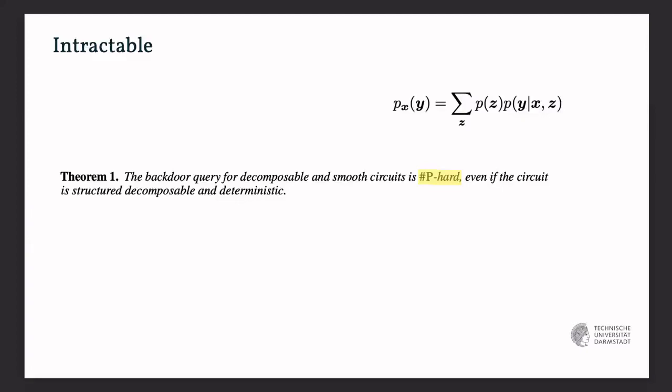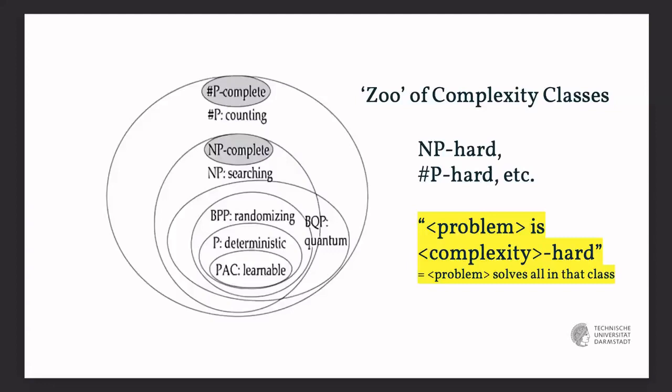And before we go there, just a quick reminder, right? From theoretical computer science, there's a whole zoo of these different complexity classes. And when we write something like a problem is hard, then what we really mean is that this problem kind of solves all of the related problems in that class. And if that problem also is in that class, then we usually call it NP complete, for instance, or sharp P complete.